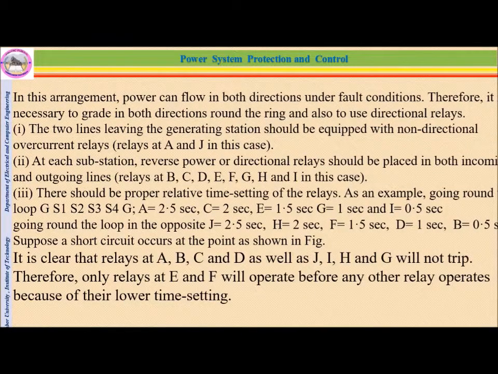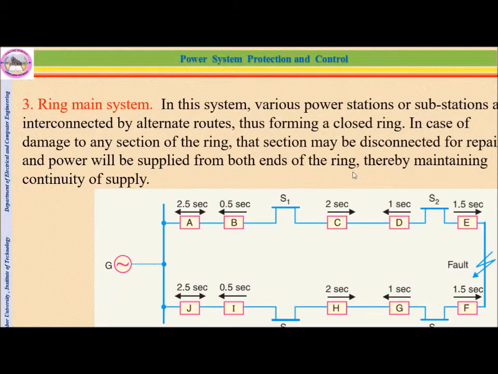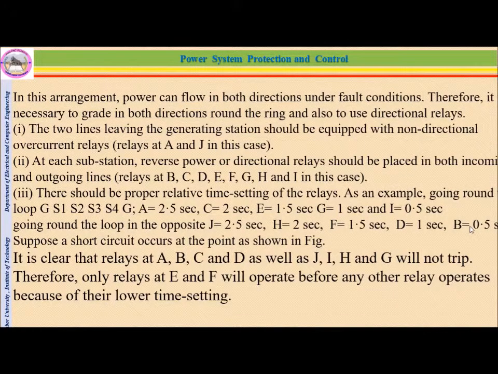We'll see later on. At each substation, the reverse power or directional relay should be placed in both incoming and outgoing lines at B, C, D, E, F, G, H, I. In this case, B, C, D. The directional relays are oriented in opposite directions for the incoming and outgoing lines of the substation. For example, for substation 2, the incoming one is D, the outgoing is E, and such like.